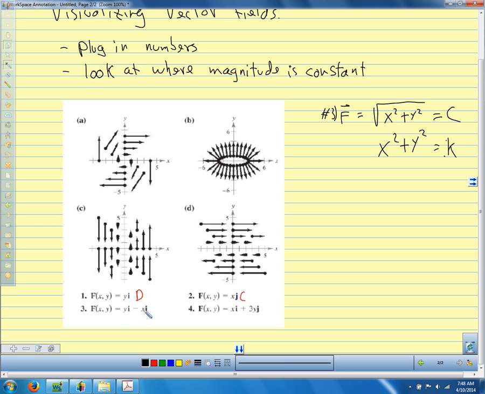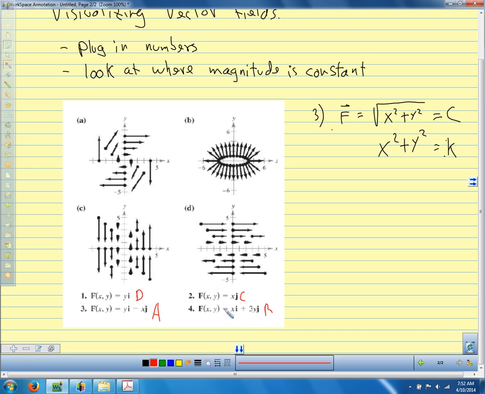And then if we still weren't sure, we could look at the direction the vectors are pointing. We're getting y i minus x j, and we would see that the direction these vectors are taking around that circle matches this description. So this is an example of where we could use that idea of constant magnitude to help us visualize that field. So number 3 would be A. And of course that leaves B for 4.